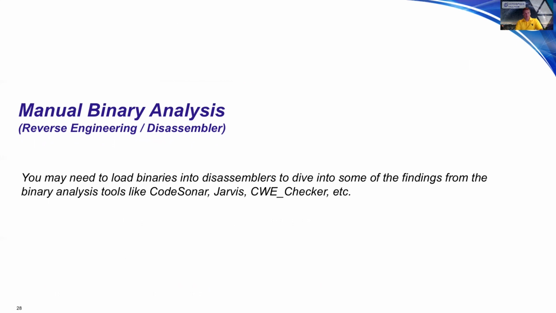How do you know, okay, it alerts on this area of the assembly. How do I know what that means? So you may need to bring it up into some sort of disassembler tool set. Now, Sonar did have their own type of disassembler and GUI in there, but Jarvis just gives you a snippet.